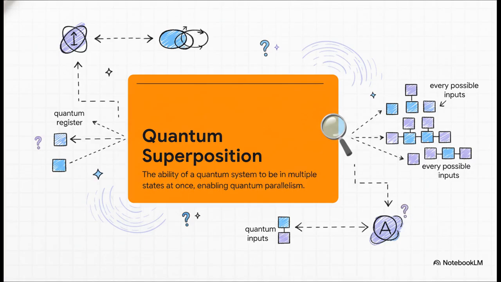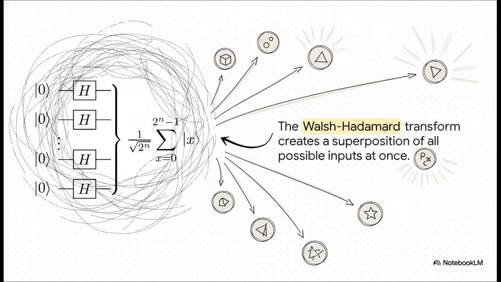This is the heart of so-called quantum parallelism, the ability to get ready to check everything in one single operation. And the specific magic wand we wave to do this is a quantum gate called the Walsh-Hadamard transform.